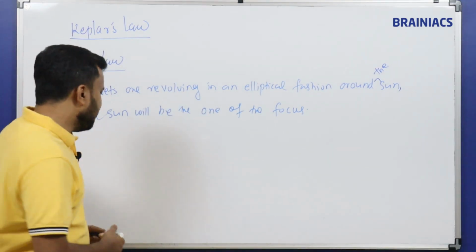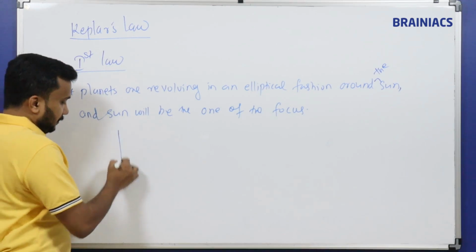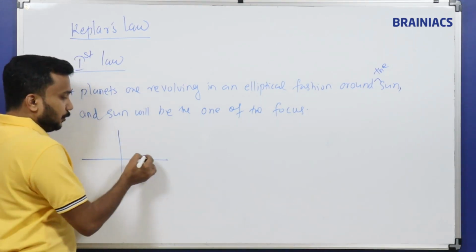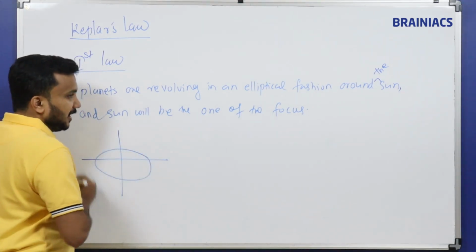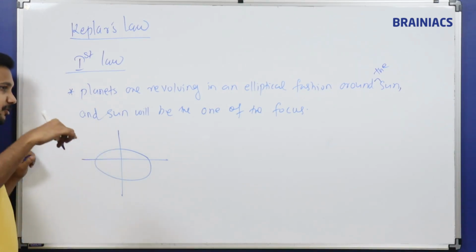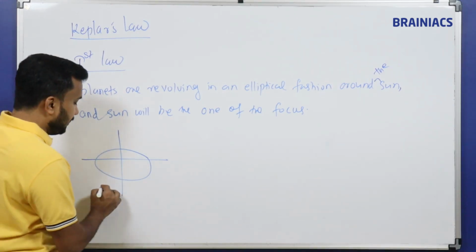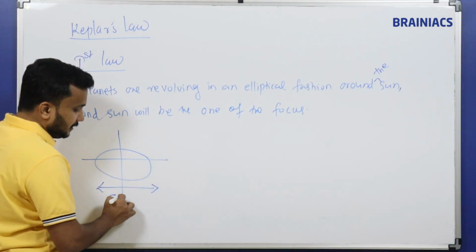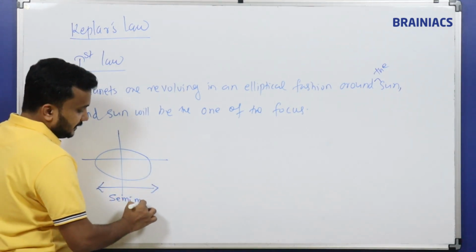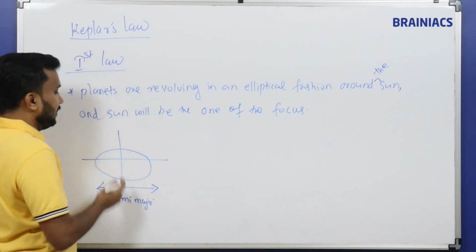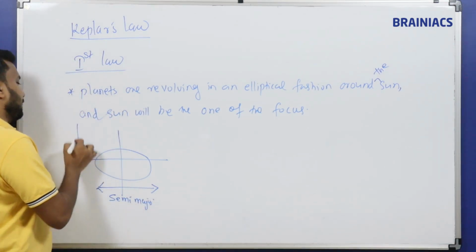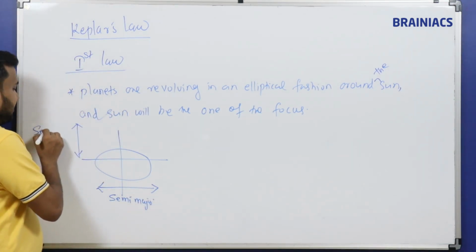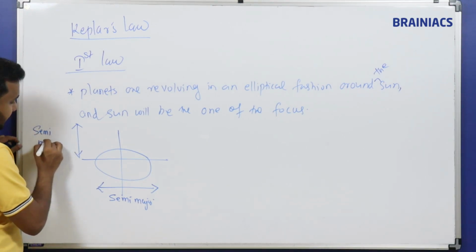So what does this indicate? It's quite simple. With respect to an ellipse, we know the semi-major axis and semi-minor axis. Very important, a little bit of mathematics is involved here, so please listen carefully. This axis is called the semi-major axis, and this y-axis is called the semi-minor axis.